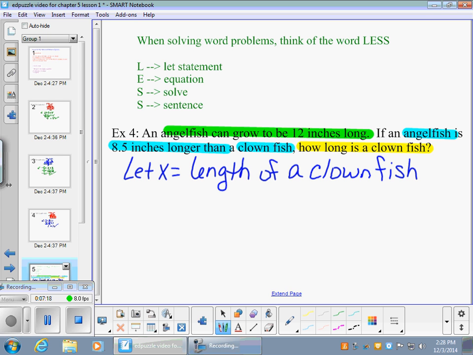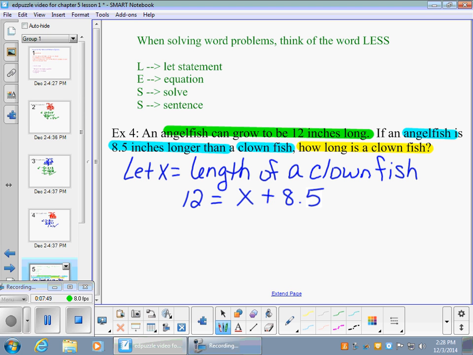It says the anglefish can grow to be 12 inches long. So that's the total that it could be. It also told us that that number is 8.5 inches longer than a clownfish. Your let statement said x is your clownfish, and this is 8.5 inches longer than that. So you have the x, and we're adding 8.5. There's your equation. Now we're going to solve.